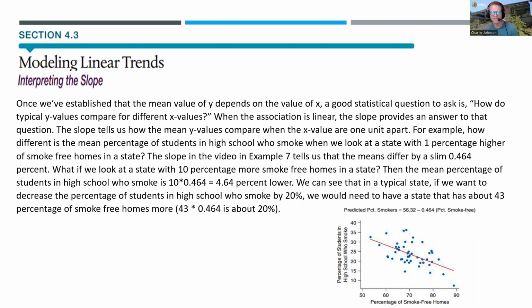For example, how different is the mean percentage of students in high school who smoke when we look at a state with 1% higher of smoke-free homes in a state? The slope in the video in example 7 tells us that the means differ by a slim 0.464, as you can see in the figure below. Remember that slope was negative 0.464%.